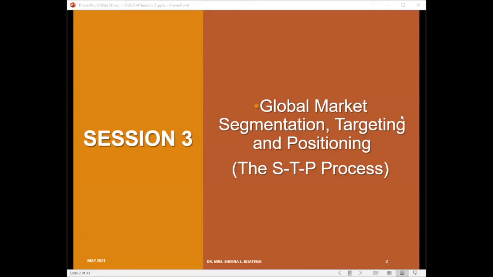STP process. Now, it is important as global marketers to be able to look into this issue of market segmentation, targeting, and positioning, given that the consumer group that we have determines the kind of strategy that we put out to be able to meet the needs of the said consumer group. Now, you all bear with me that various organizations have different kinds of consumers that they target, depending on the kinds of products and services that they offer.